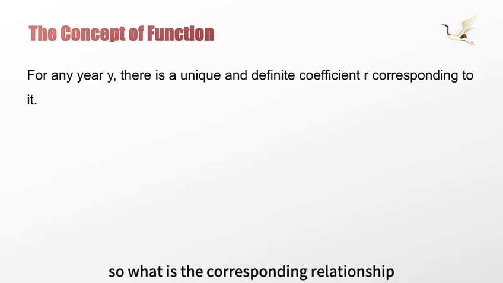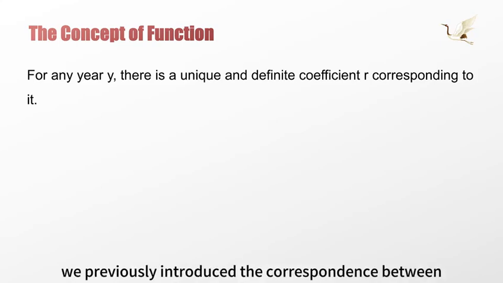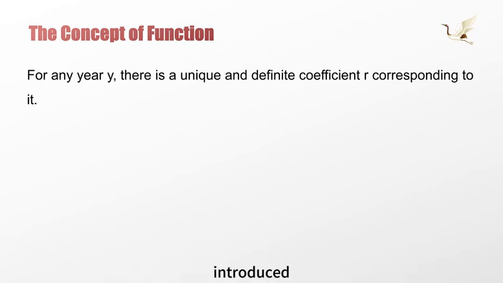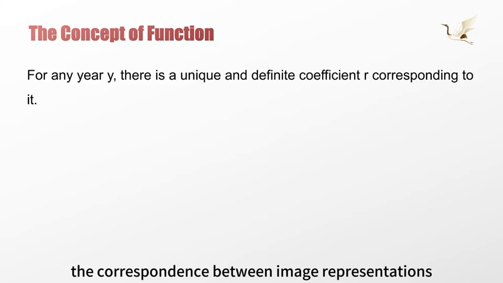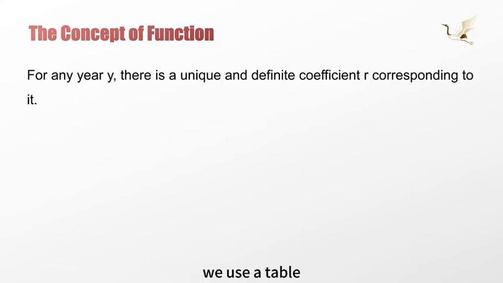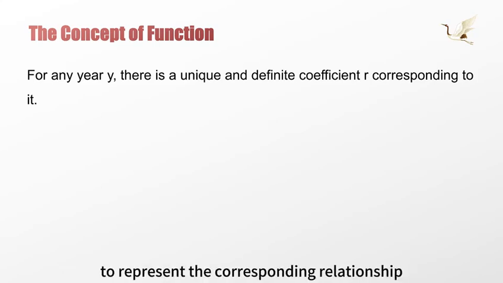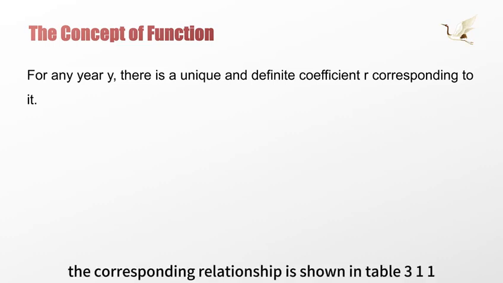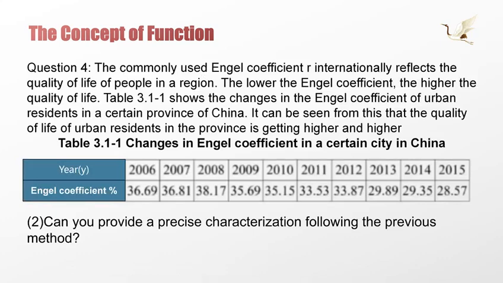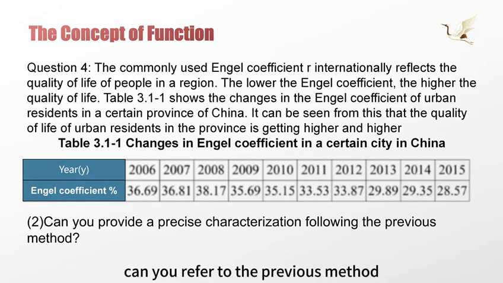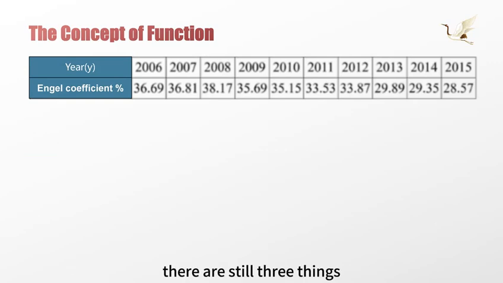So what is the corresponding relationship? We previously introduced the correspondence between parsing expressions. Introduced the correspondence between image representations. We use a table to represent the corresponding relationship for this question. The corresponding relationship is shown in Table 3.1.1. Can you refer to the previous method to provide an accurate characterization? There are still three things.